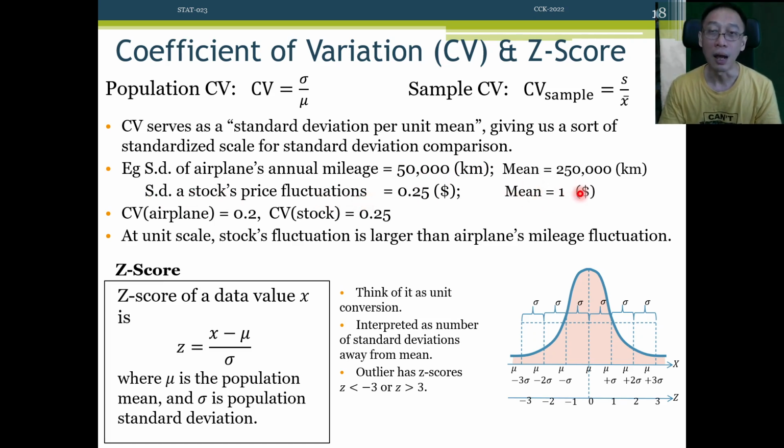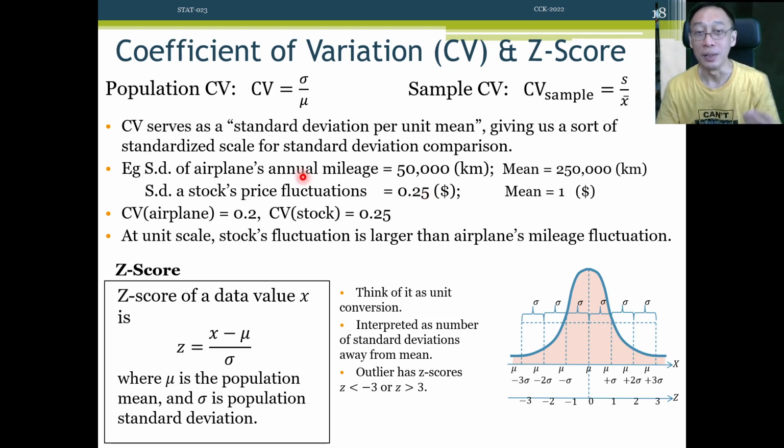Now the standard deviation of a stock price's fluctuations. Let's say the average is $1. So the stock price fluctuates around 95 cents, $1, $1.05, $1.03, 97 cents. It goes up and down, and the standard deviation ends up being 25 cents.